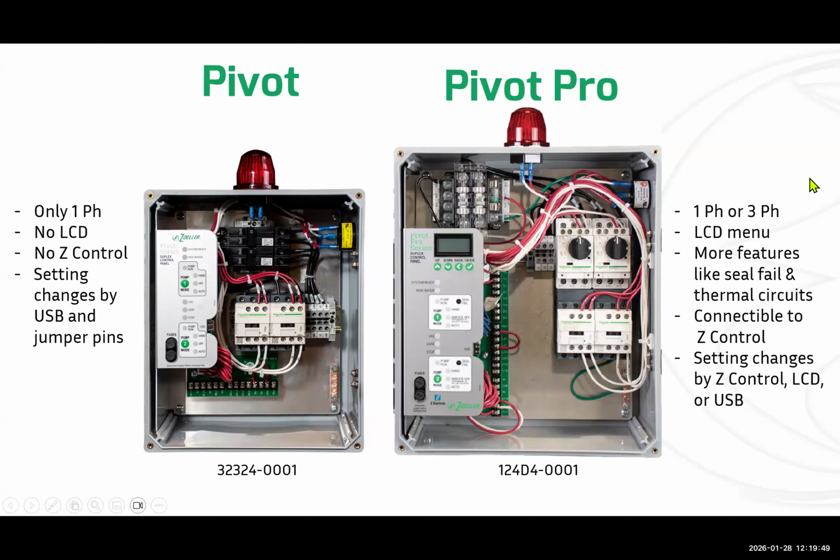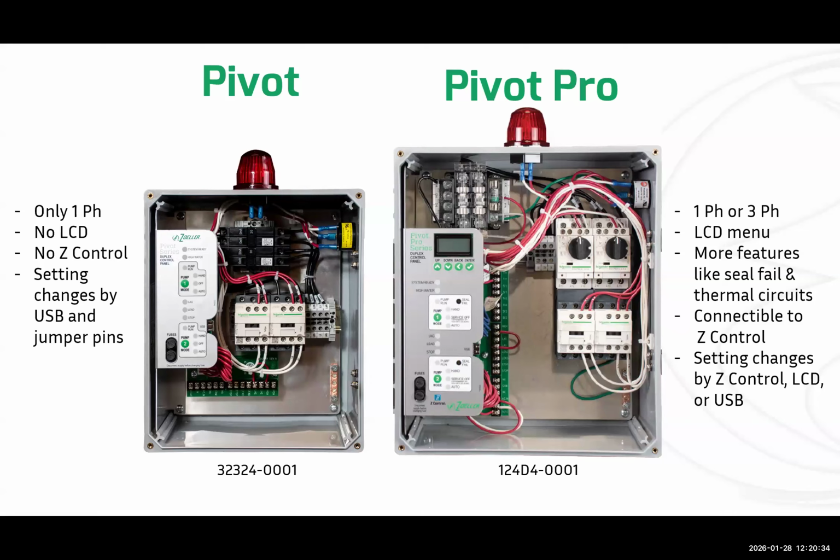All of the Pivot Pros come out of the box standard with the ability to monitor seal fail circuits. So if you have a double seal pump with a seal fail probe, this panel is ready to accept that wiring so that it can monitor that seal fail circuit for you. If you have a three-phase panel that has the need for thermal monitoring and a thermal cutout, these panels are out of the box ready for that. Historically, that was an add-on that you had to make sure your panel came with the ability to accept a thermal lockout. But these panels out of the box, all of them do that, whether you need it or you don't.